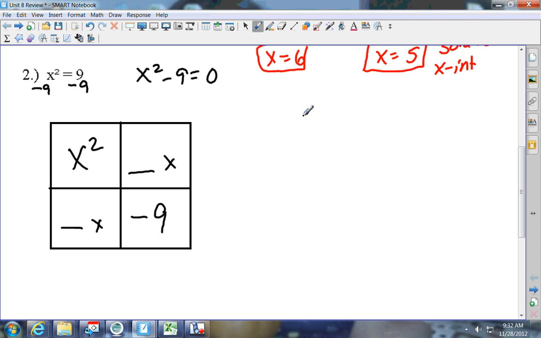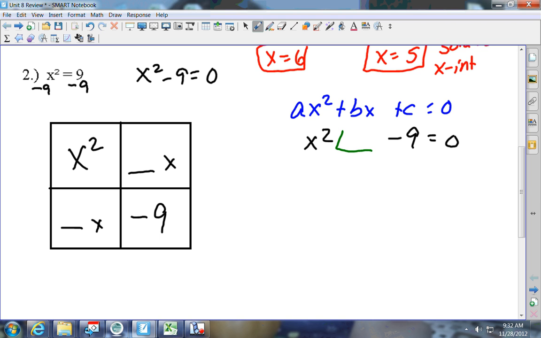Remember, we said that standard form is ax squared plus bx plus c equals 0. Well, in this case, I have an x squared and I have a minus 9 equals 0. What we're missing is the bx piece. Well, what that means is a is 1, b is 0, c is negative 9. When there's not an x term, that's the 0.